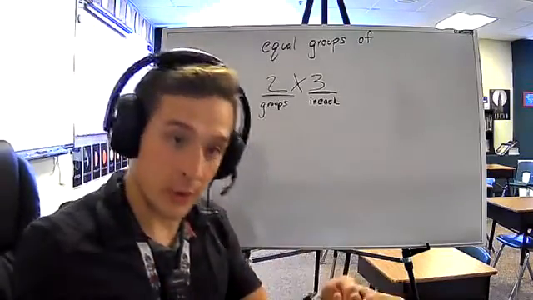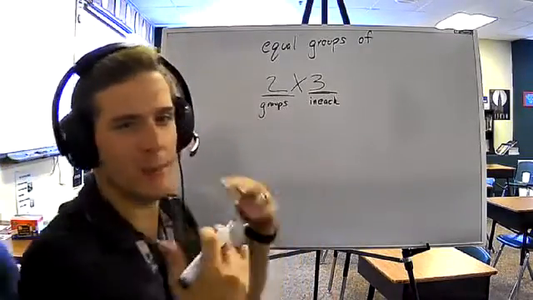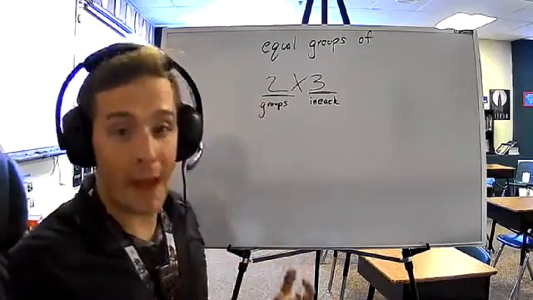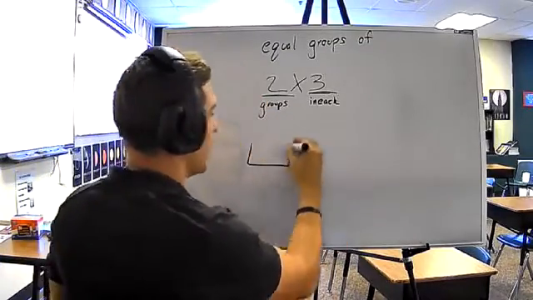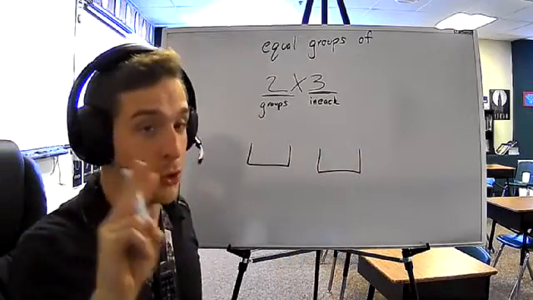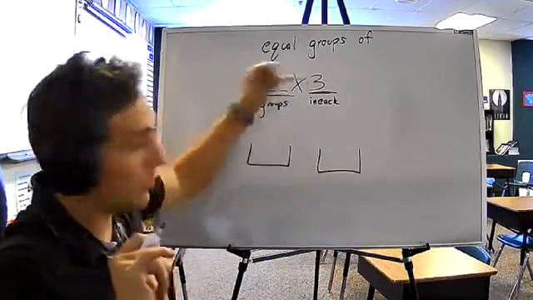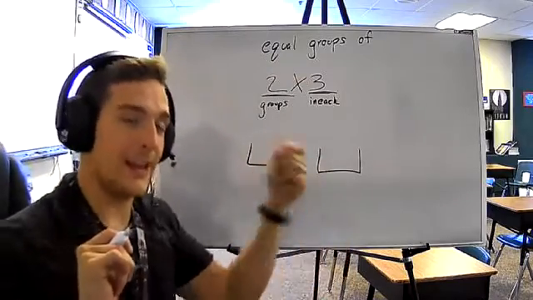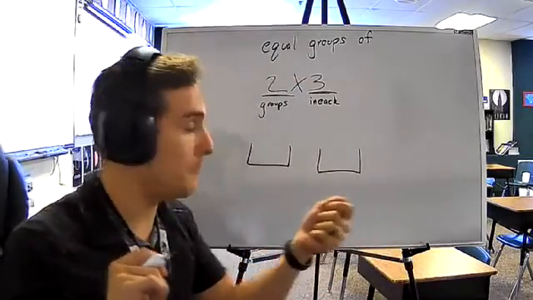Visually, what this would look like is, let's say I'm talking about apples. The 2 would be like the baskets. I have one basket here and another basket right here. So I have 2 groups or 2 baskets. Now, the 3 in each group is saying there's 3 apples in each basket.